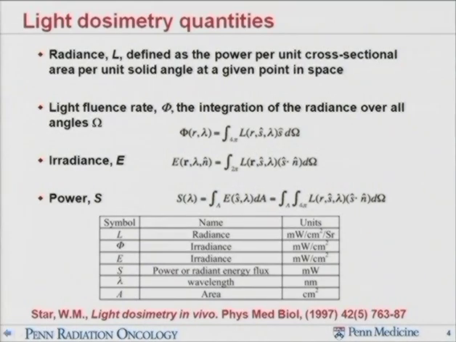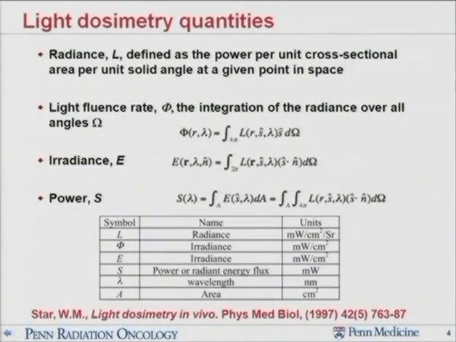These are all taken from William Star's famous paper on light dosimetry in vivo, published in PMB. The most fundamental quantity in light dosimetry, as you probably all know, is the radiance. So this is really the fundamental quantity for all light dosimetry. That is defined as power per unit cross section, per unit solid angle in a given direction, and per unit area. And once one knows the radiance, then you can calculate all the other quantities that can be derived from radiance, such as light fluence rate, which is the integral of the radiance over all angles.